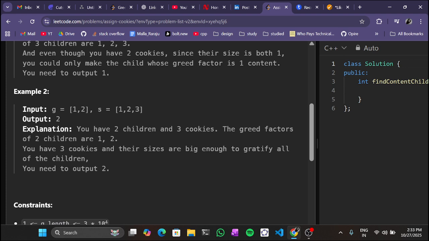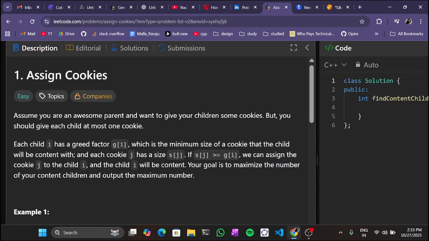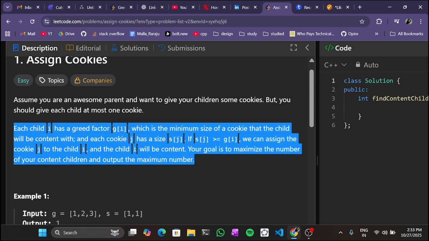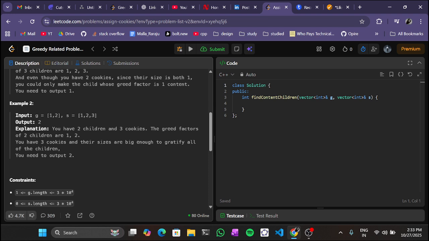In the next example, greed factors are 1 and 2, and we have cookies of sizes 1, 2 and 3. You have 2 children and 3 cookies. The greed factors of the 2 children are 1 and 2. You have 3 cookies and their sizes are big enough to gratify all of the children. You need to output 2, the number of your content children. Well, let's go.